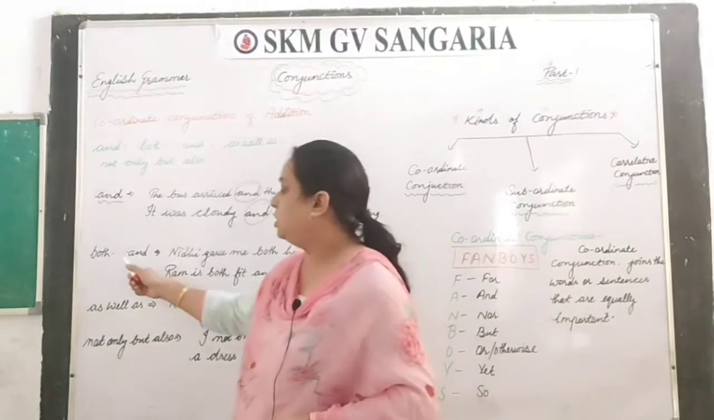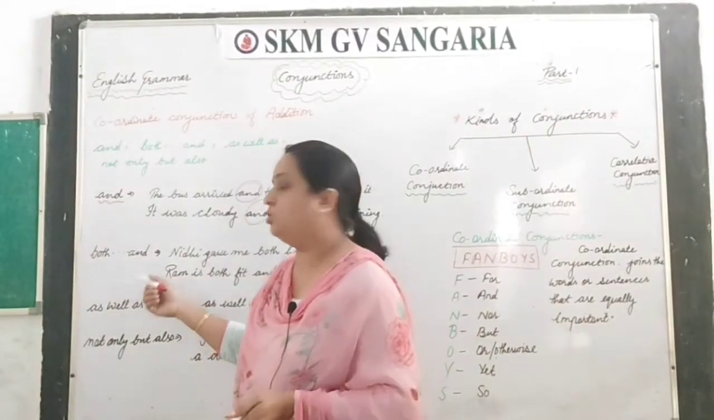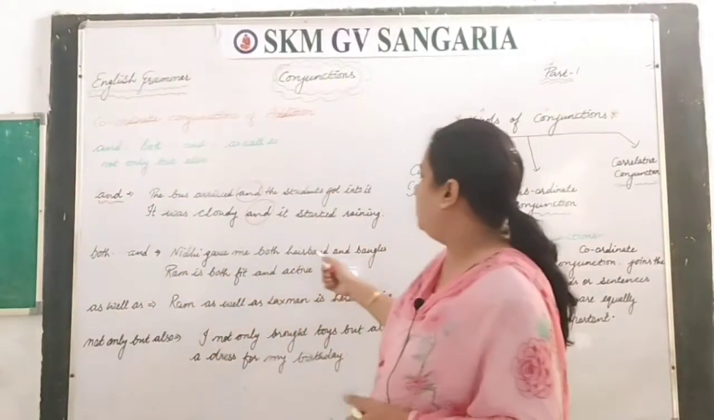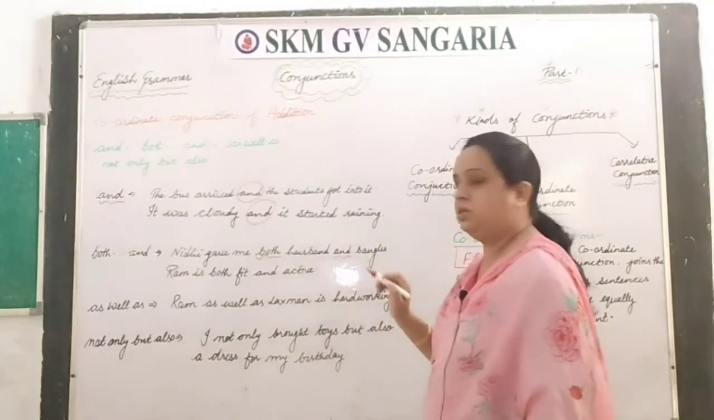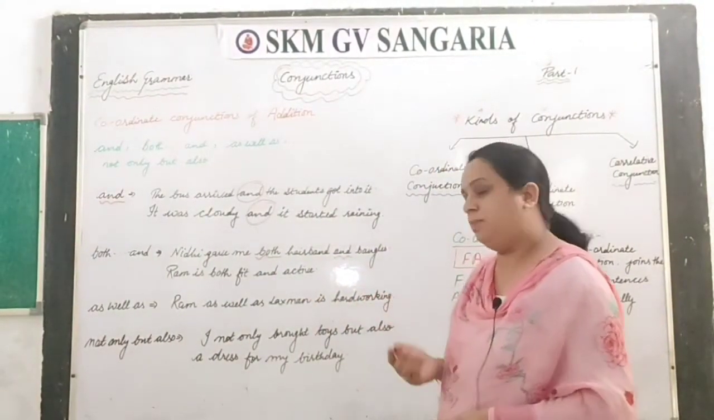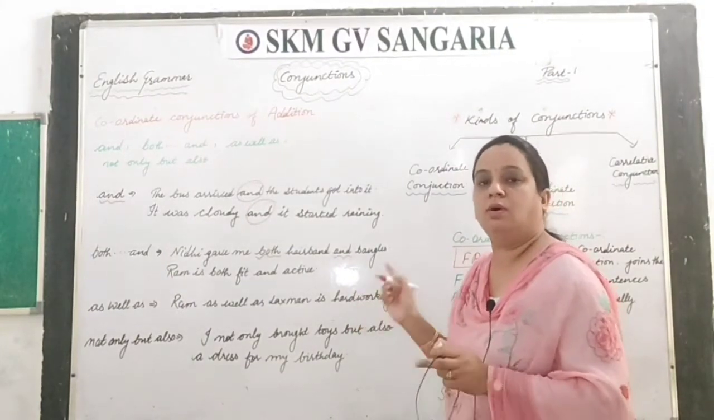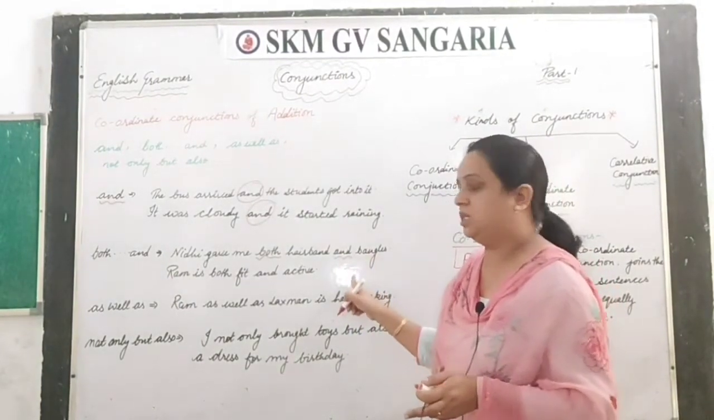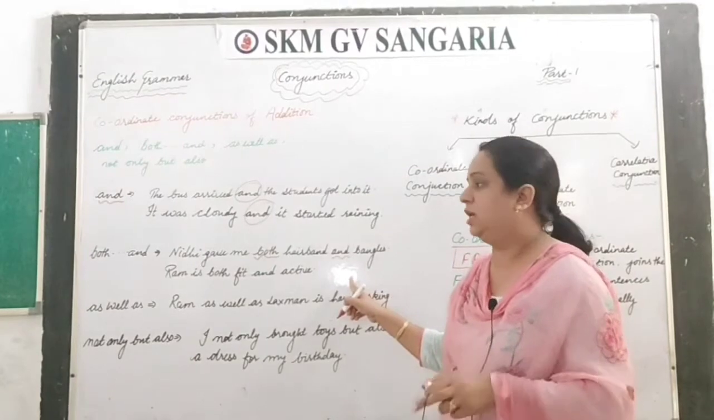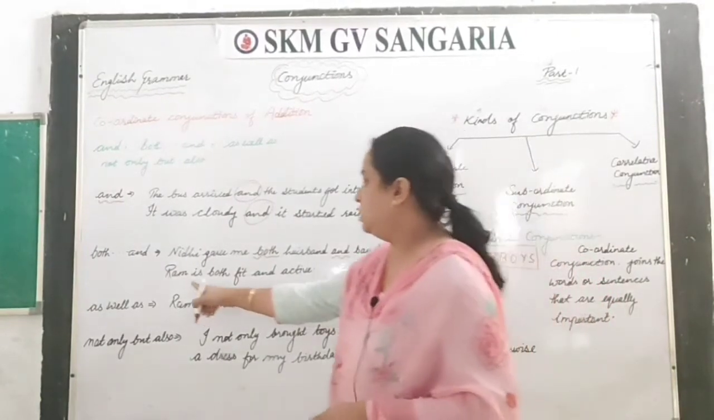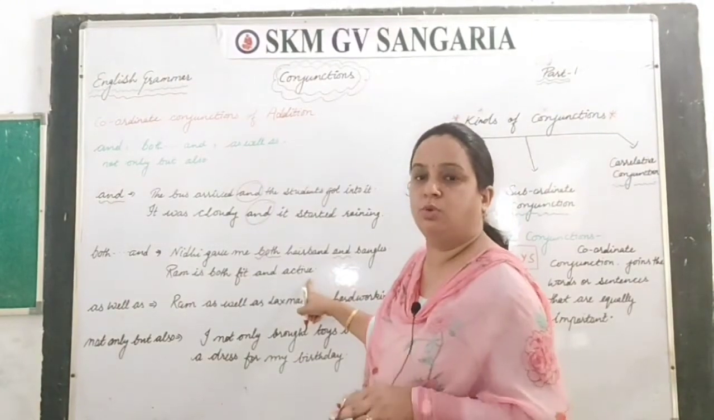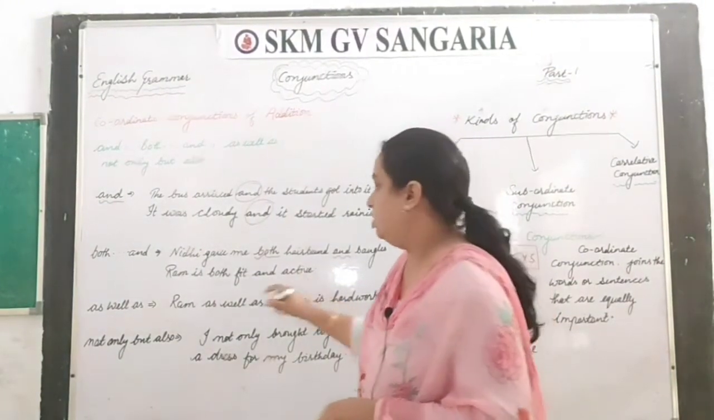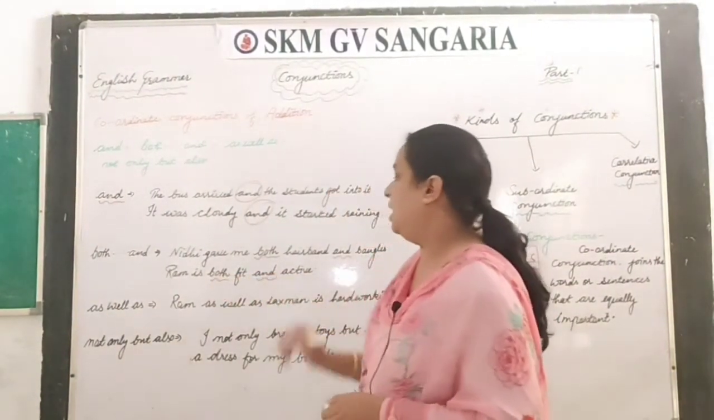Next is both and. When do we have to use both and? Nidhi gave me both hairband and bangles. So here both and, right? She has given me hairband also and she has given me bangles also. So in this case you have to use both and together. Next is Ram is both fit and active. Ram is both fit and active. So here both and active.